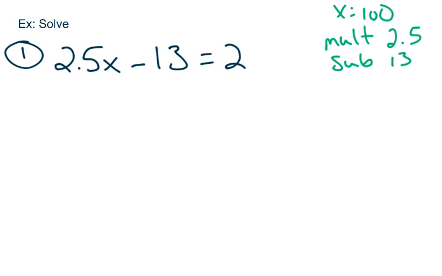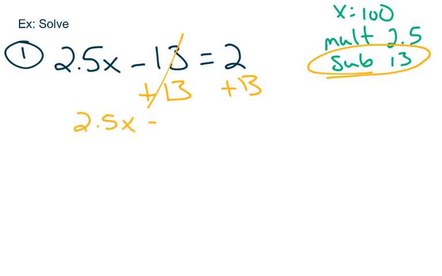Okay? So the first thing, or the last thing we did, was subtract 13. The opposite of subtracting is adding, so we're going to add 13 to one side, and if we do it to one side, remember, we have to do it to the other as well. Okay, so the minus 13 plus 13, they cancel out. I've got 2.5x is equal to, now 2 plus 13, that would be 15. Okay, subtracting 13 is done.